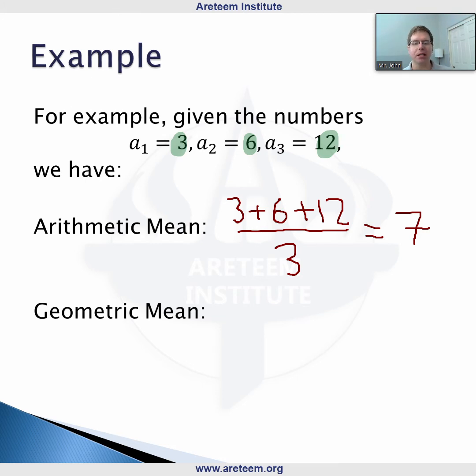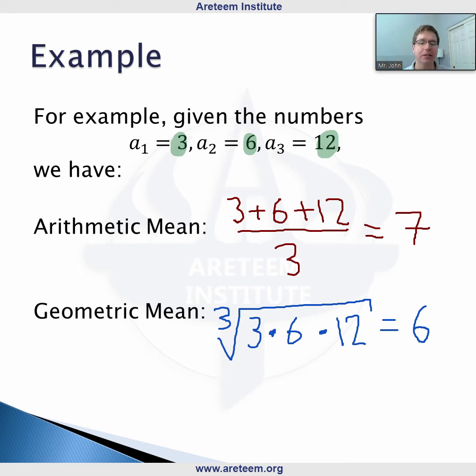Similarly, we have a calculation for the geometric mean. Here we're taking the cube root of the product of 3 numbers, 3 times 6 times 12. Just to make this a little bit easier, note 3 times 12 is 36. 36 is 6 squared. So actually 3 times 6 times 12 is 6 cubed, because we have 36 times 6. The cube root of that is, of course, 6. So in this example, the arithmetic mean of the 3 numbers is 7. The geometric mean of those 3 numbers is 6.